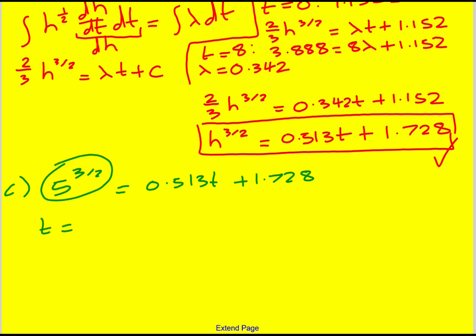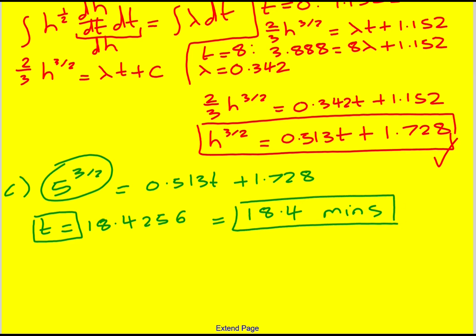This, by the way, ends up being 11.1803. So t becomes 18.4256, or to 3 significant figures, 18.4 minutes. It doesn't ask us to give it in minutes or seconds, so I'm just going to leave it like that.